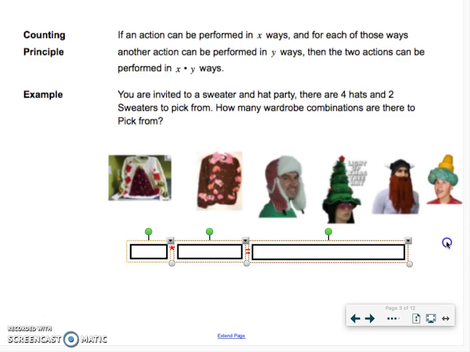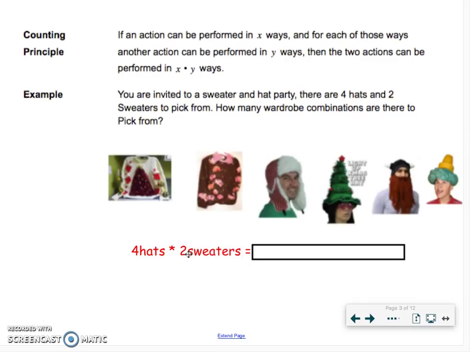So let's first take a look here at this example. It says you are invited to a sweater party and a hat party. There are 4 hats and 2 sweaters to pick from. How many wardrobe combinations are there to pick from? So according to our counting principle, all we have to do is take the number of ways that we can select a hat times the number of ways that we can select a sweater. So we had 4 hats and we had 2 sweaters. So all you simply do is take 4 times 2 and we find that we have 8 wardrobe combinations.